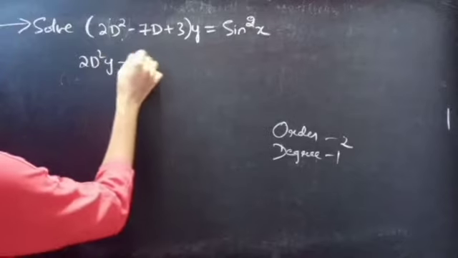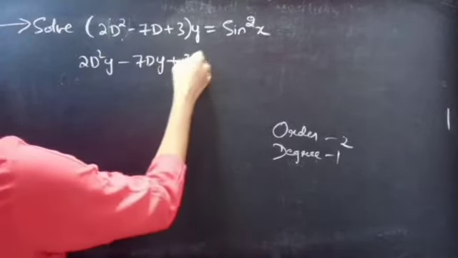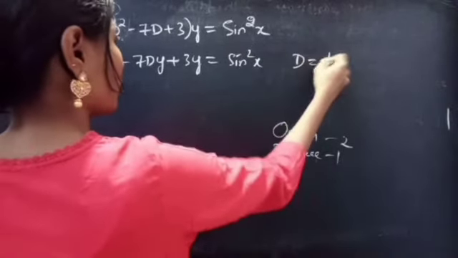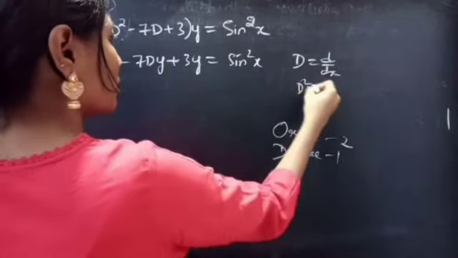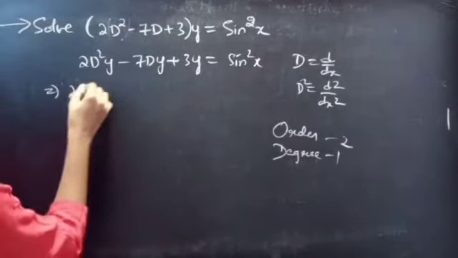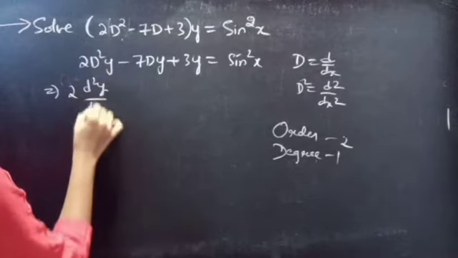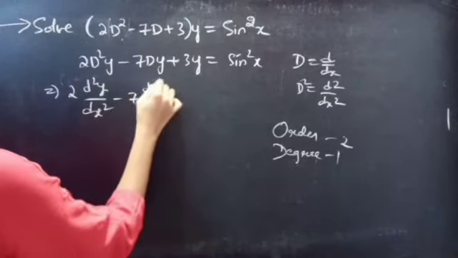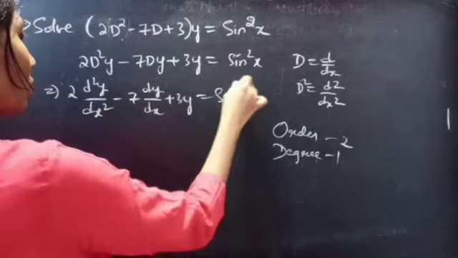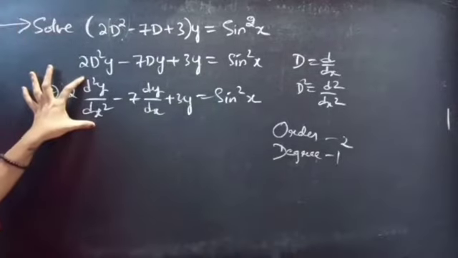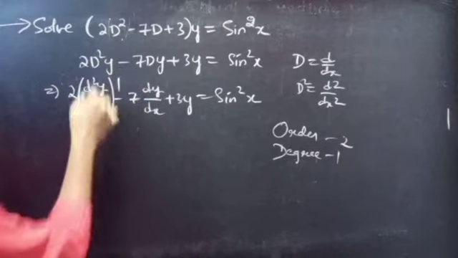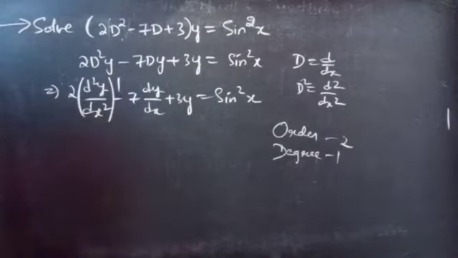2D²y − 7Dy + 3y = sin² x. We know that D is a differential operator. Then D² will be d²/dx². Now we can write our equation as 2 d²y/dx² − 7 dy/dx + 3y = sin² x. Here the highest derivative is d²y/dx², so our order will be 2. And the highest power of the highest derivative is the degree. Degree is 1, right? Now coming to the problem.